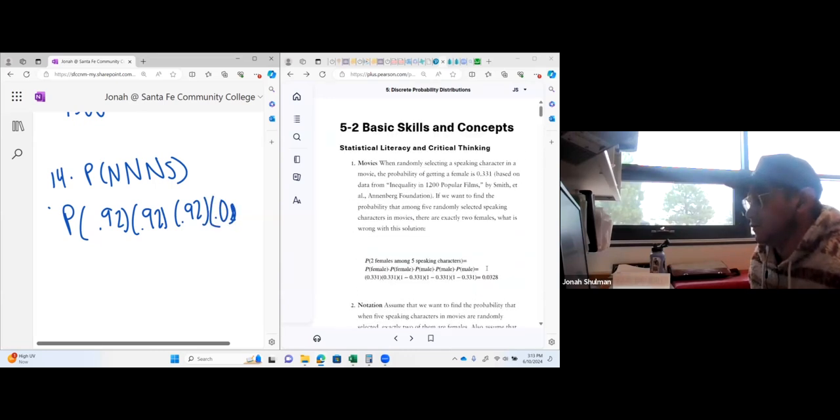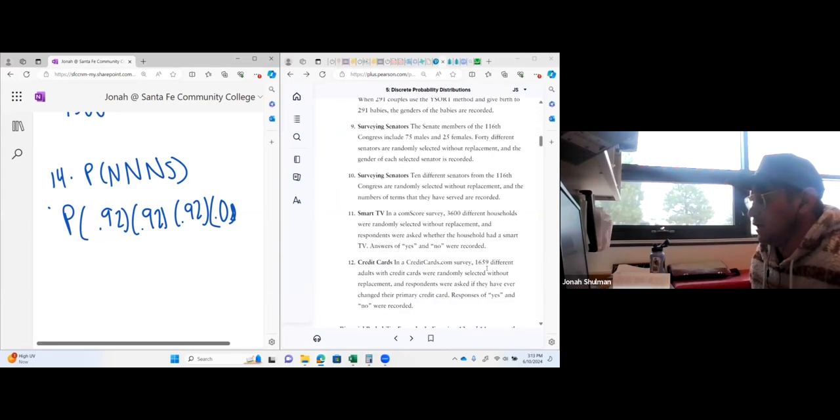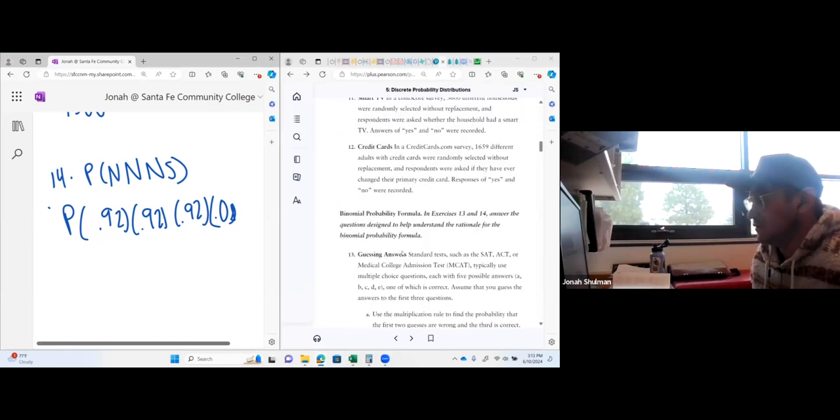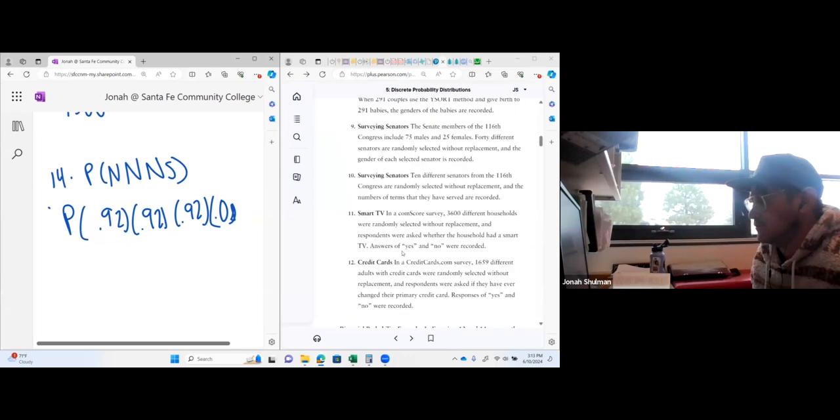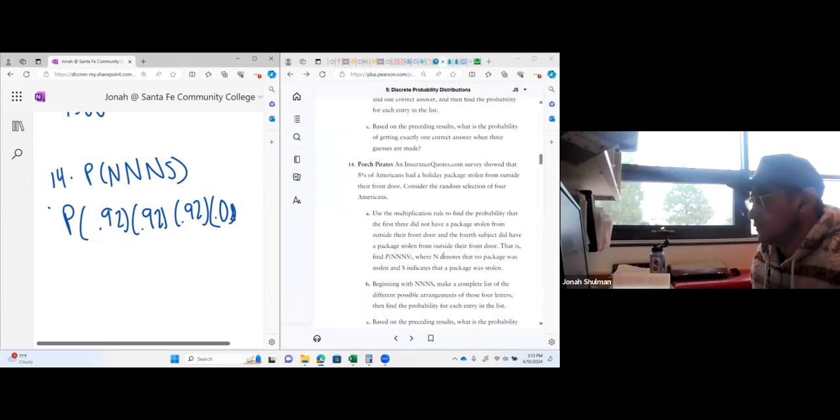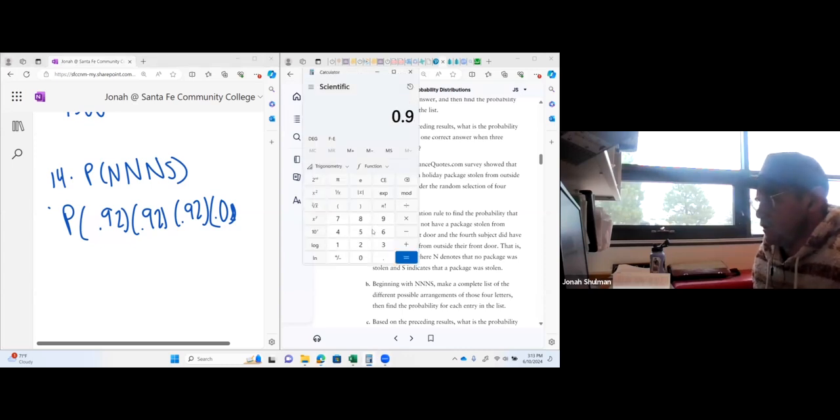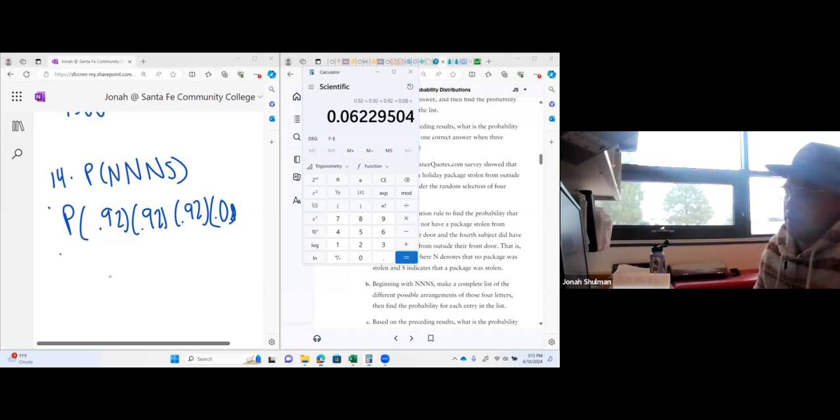Because if you look at the formulas here, all you have to do is multiply, since it tells us specifically about this order, because we just care about the 4th subject. So the probability of this happening is boom, boom, boom, boom. So all we have to do is multiply 0.92 times 0.92 times 0.92 times 0.08. So it's a 6% chance of that happening.